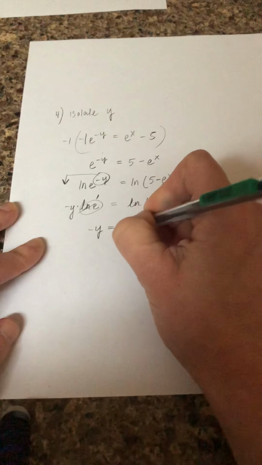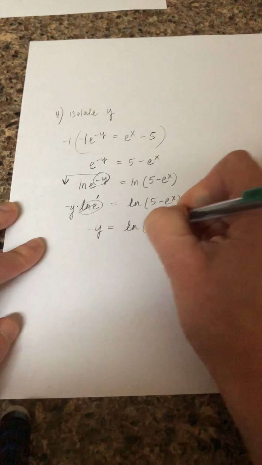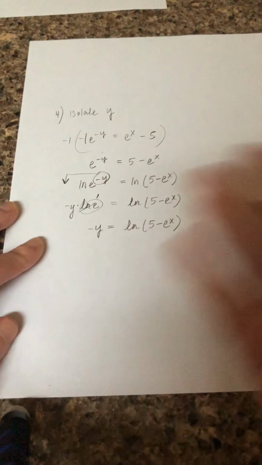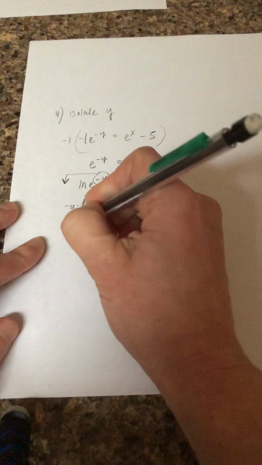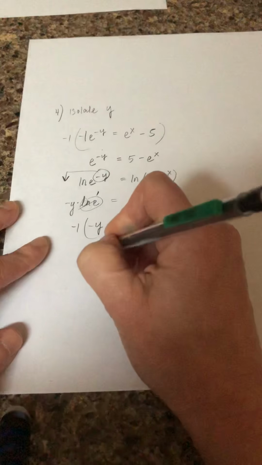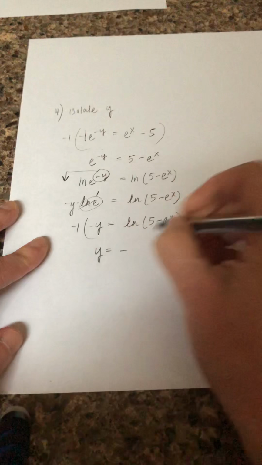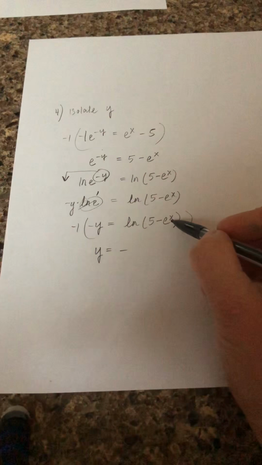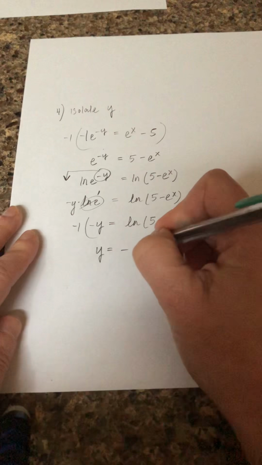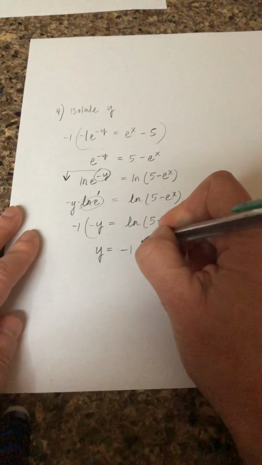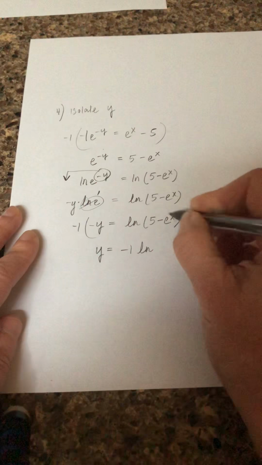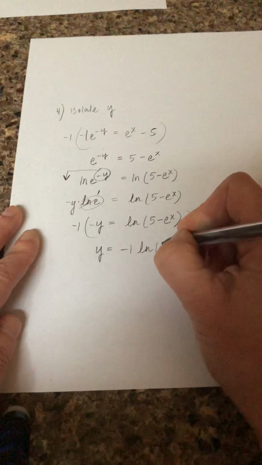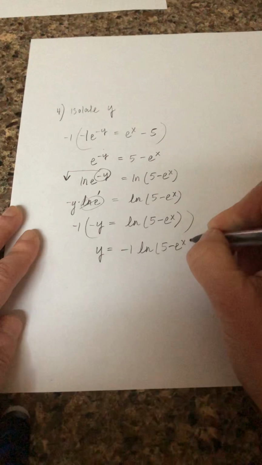So then I just have to either divide both sides by -1 or multiply both sides by -1. Now, multiplying the ln of 5 minus e to the x by -1 just makes the coefficient of the natural log -1. You're not actually multiplying the 5 and the negative e to the x times -1. Okay.